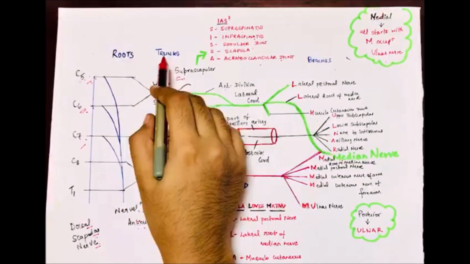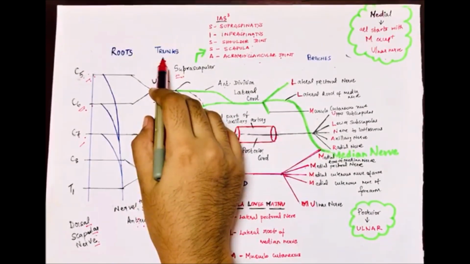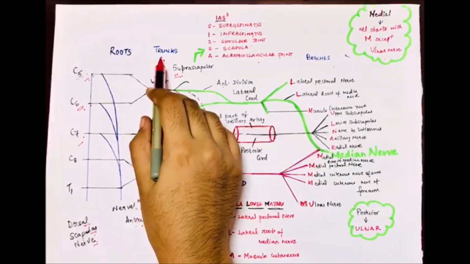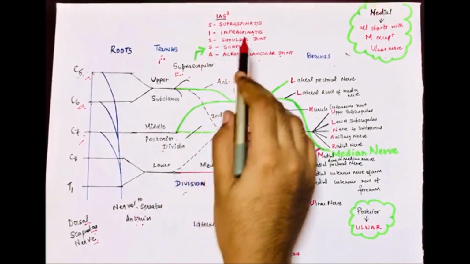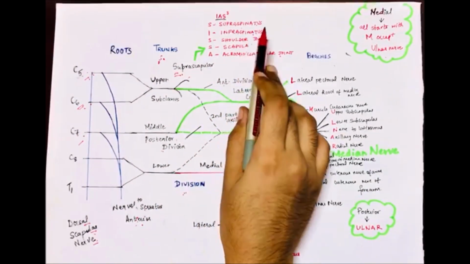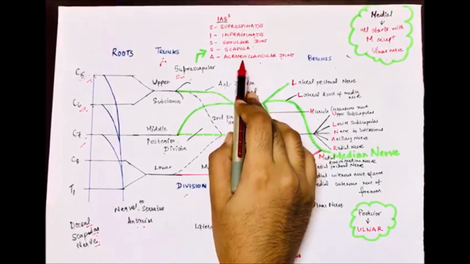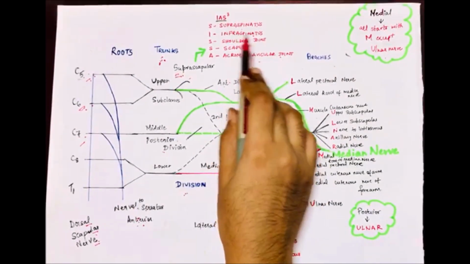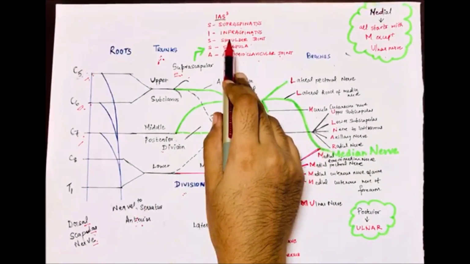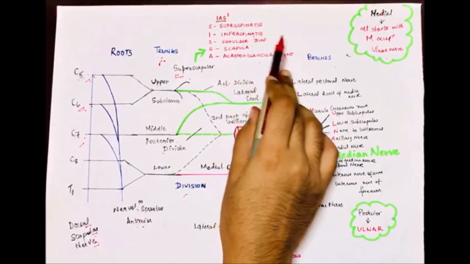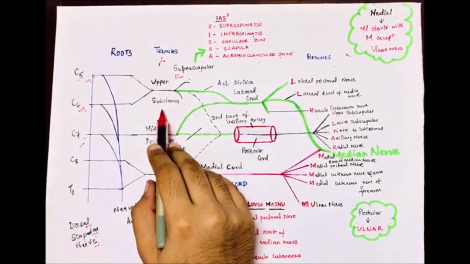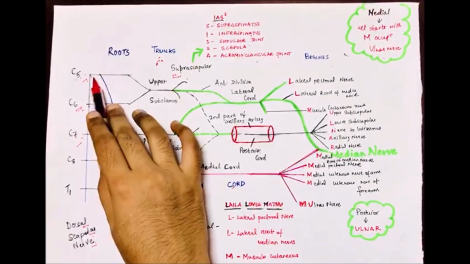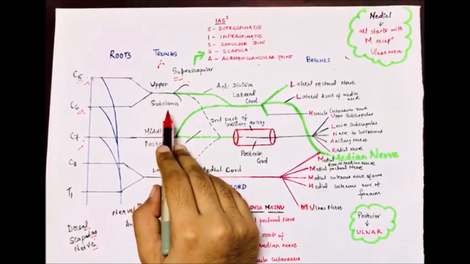Now let us move on to the trunks. The trunks appear in the lower part of the posterior triangle of the neck. The suprascapular nerve supplies the supraspinatus, infraspinatus, shoulder joint, scapula and the acromioclavicular joint. To remember all these, I'll give you a mnemonic, which is IASQ, which makes it easier to remember. And the next one is the subclavius nerve, which comprises C5 and C6. It supplies the subclavius muscle.